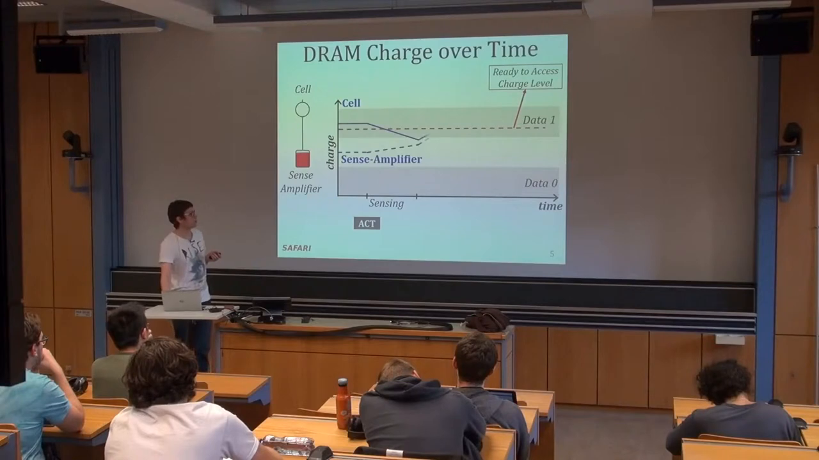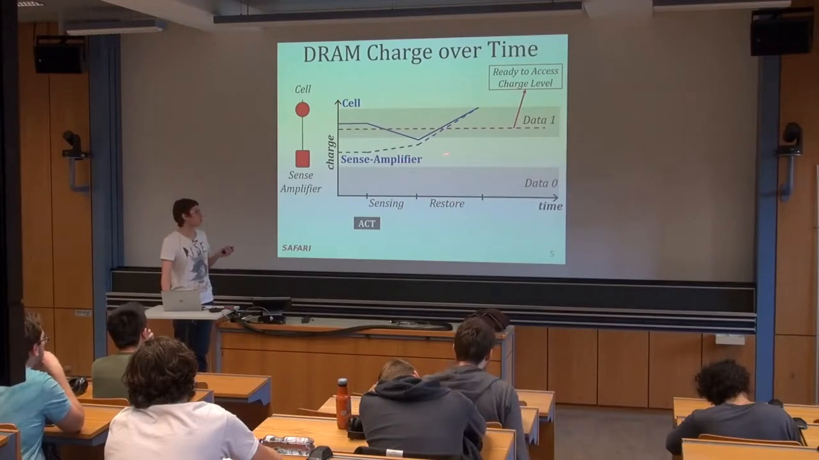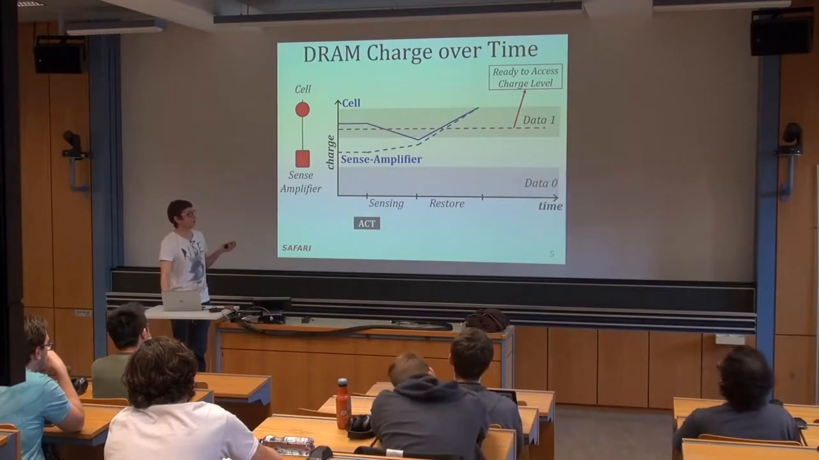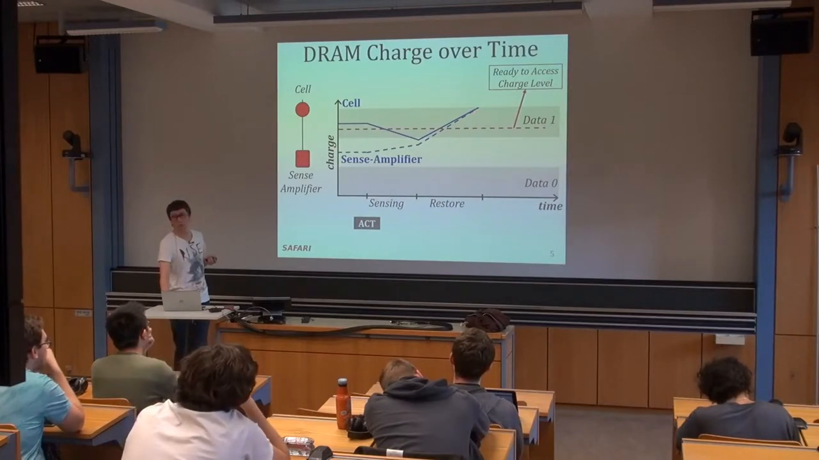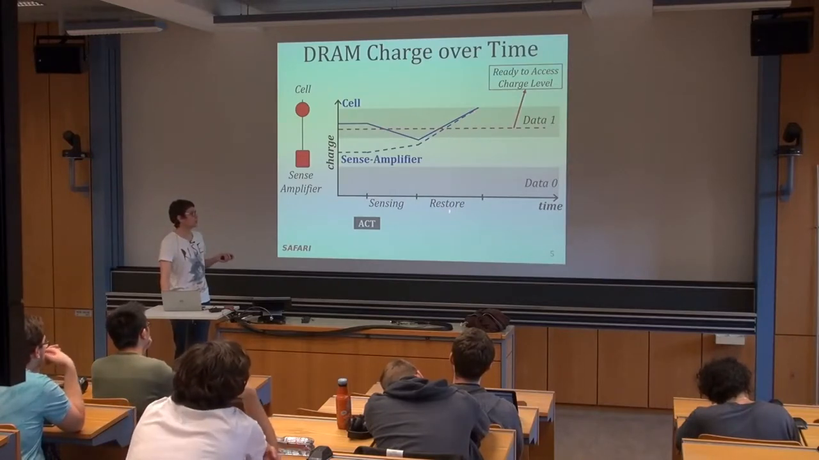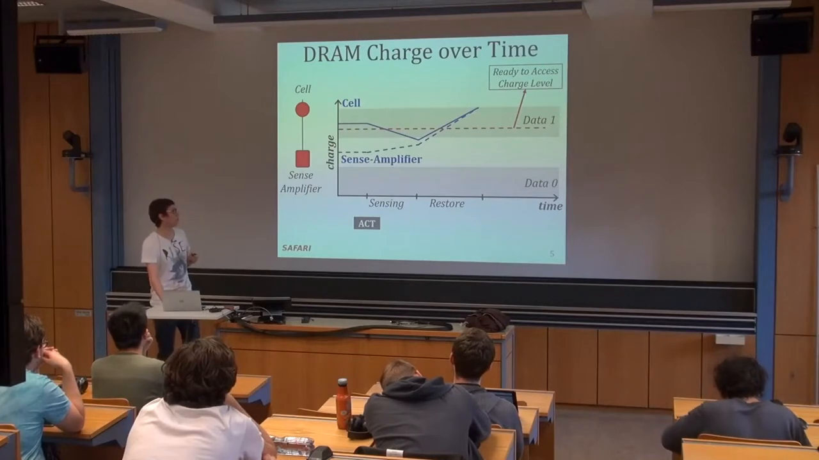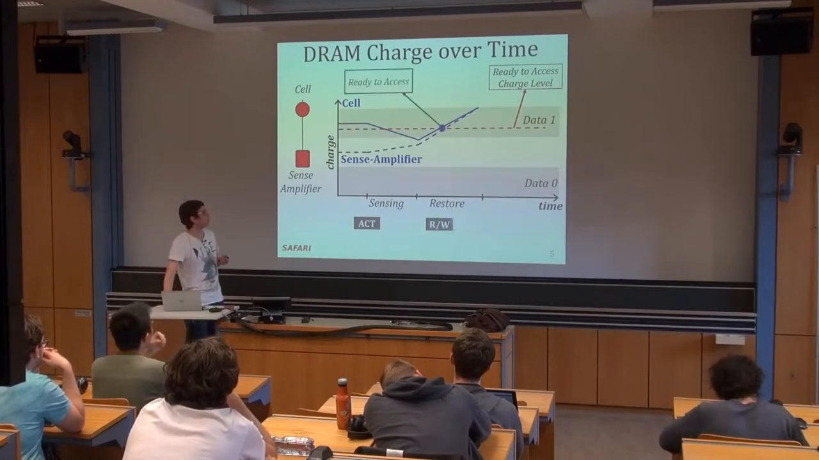At this point, the sense amplifier can tell based on this perturbation whether the data is zero or one. In this case, it raised highly, so it understands that the data stored in the cell is in the data one region and starts restoring it back to data one region. After this amount of time shown by the restore, both the cell and sense amplifier reach full charge. So this point is ready to access voltage, or ready to access charge level.